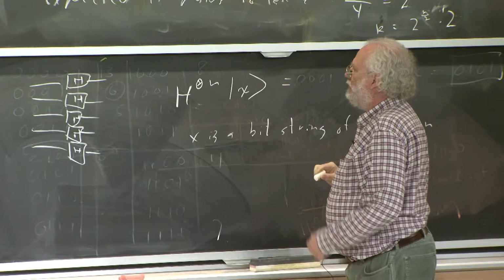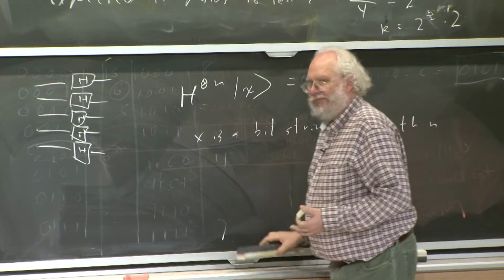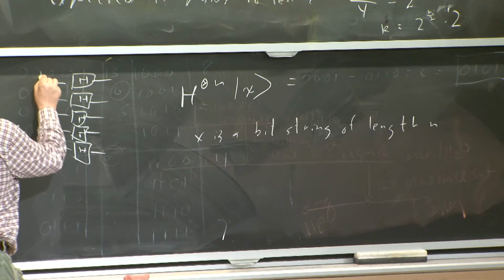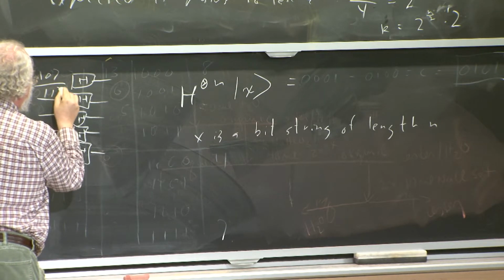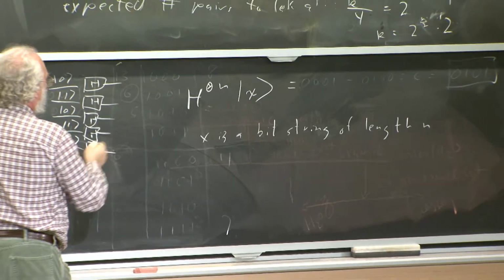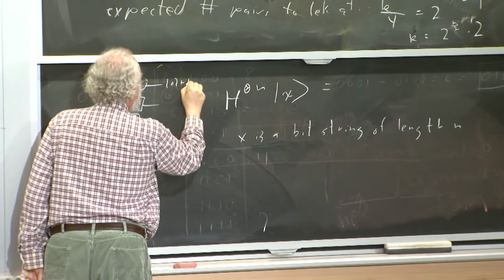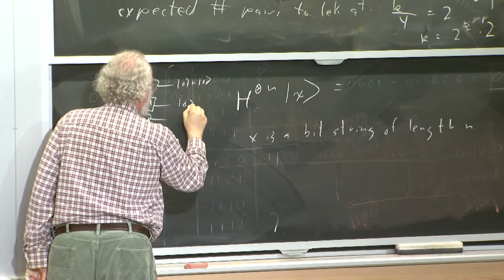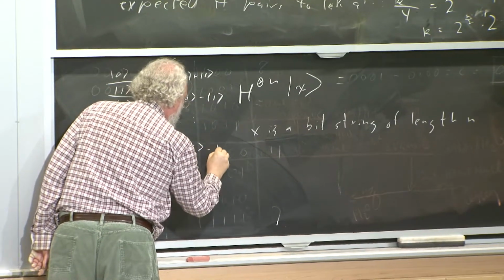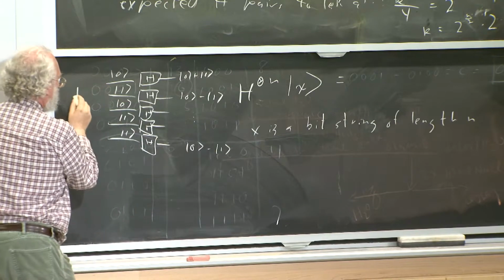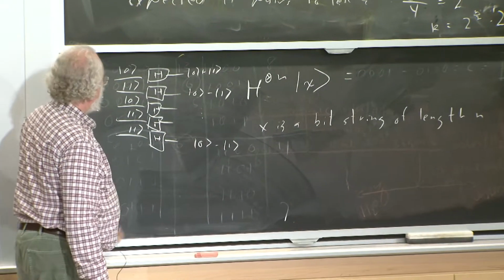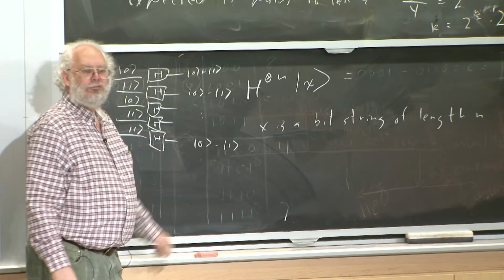Is equal to, well, suppose this is 0, 1, 0, 1, 1. Here you get 0 plus 1, 0 minus 1, 0 minus 1. And I should really put a 1 over 2 to the n over 2 in front of all of these.